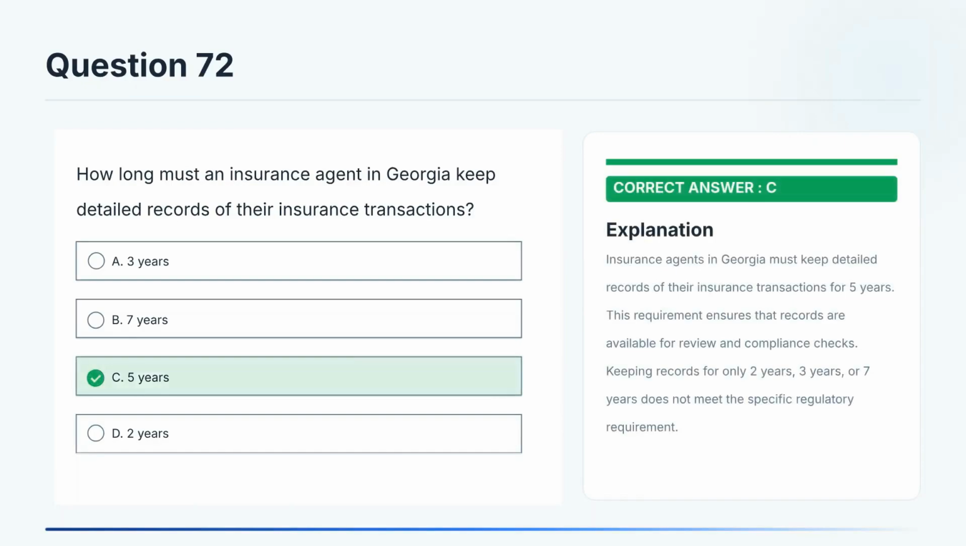The answer is C. 5 years. Insurance agents in Georgia must keep detailed records of their insurance transactions for 5 years. This requirement ensures that records are available for review and compliance checks. Keeping records for only 2 years, 3 years, or 7 years does not meet the specific regulatory requirement.